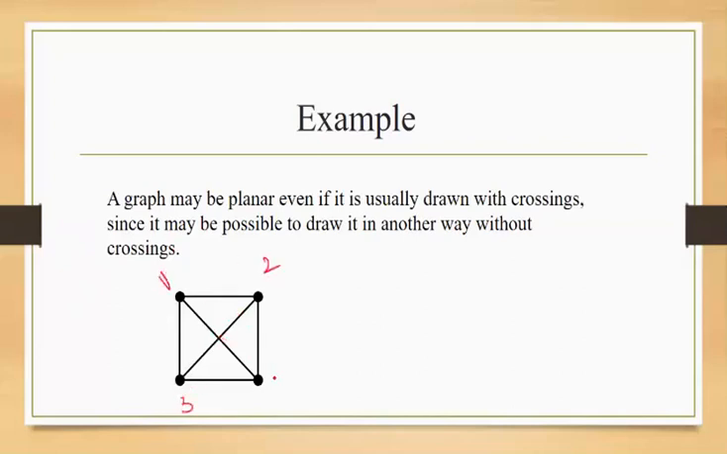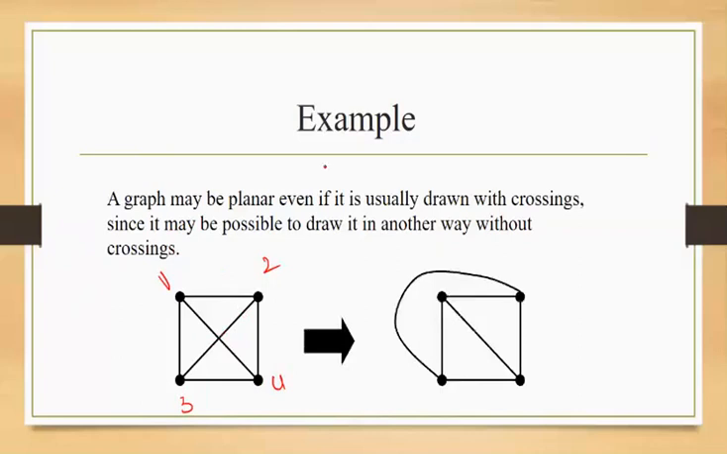Basically your vertices are 1, 2, 3, 4. But in the center there is no vertex, yet the edges are intersecting or crossing. I am saying still it is a planar graph. I can draw another representation of this graph in this way.